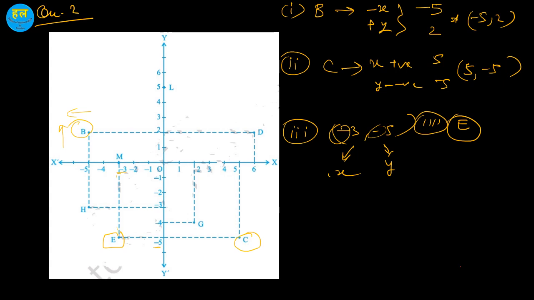This is the point. Fourth, the point identified by coordinate 2 comma minus 4. Here we can see that x is positive and y is negative. When x is positive, that means on the right hand side from the origin, and y is negative, that is below the origin, so that is the fourth quadrant. On the fourth quadrant we can see x as 2, that means this, and y is minus 4, that is this. So this point will be G.